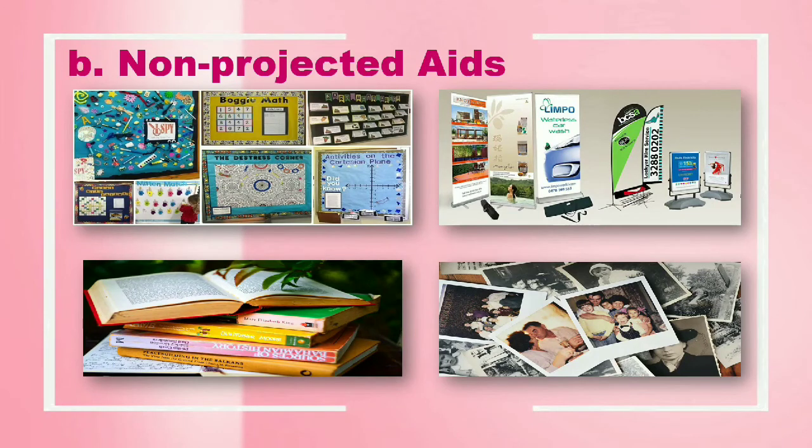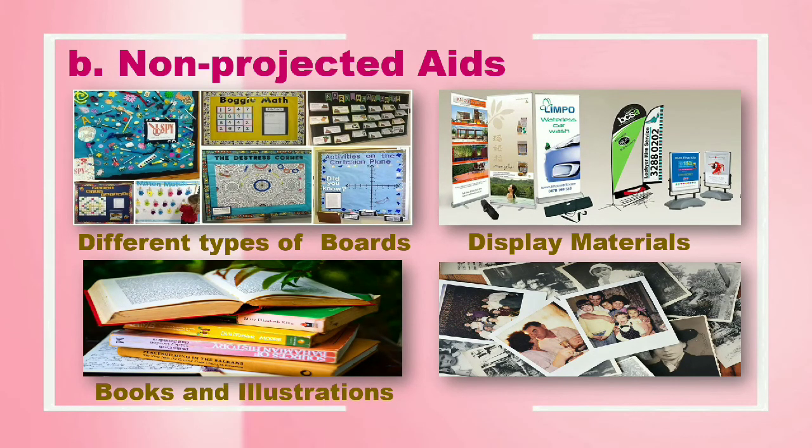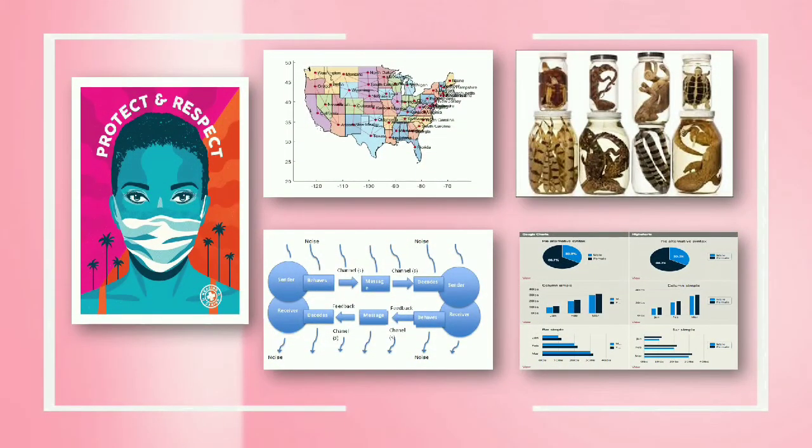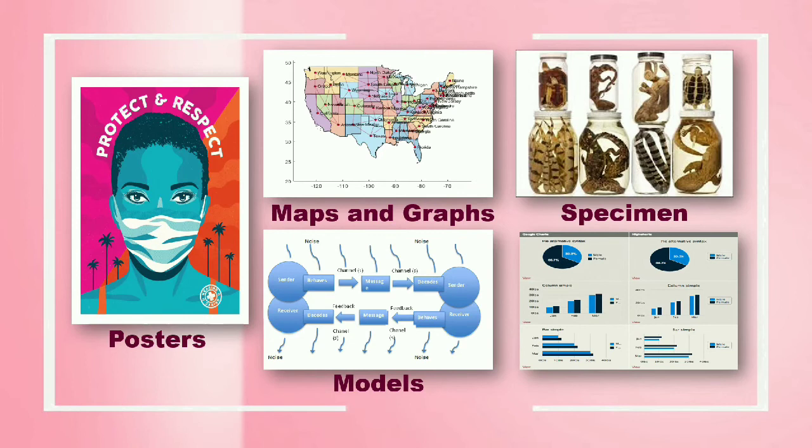Non-projected aids. These refer to visuals which are used without any projection. So, they translate abstract ideas into a more realistic format. They allow instruction to move from verbal presentation to a more concrete level. So here are the examples. Different types of boards, display materials, books and illustrations, photographs. We also have the posters, maps and graphs, models, specimen, charts.